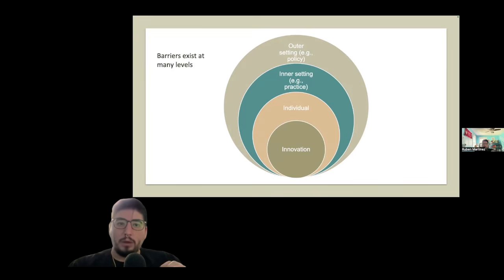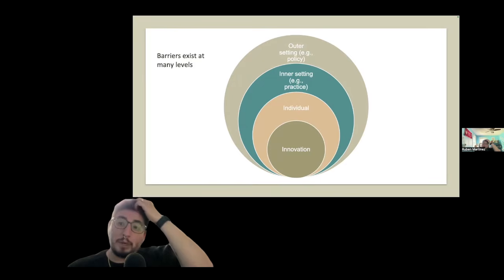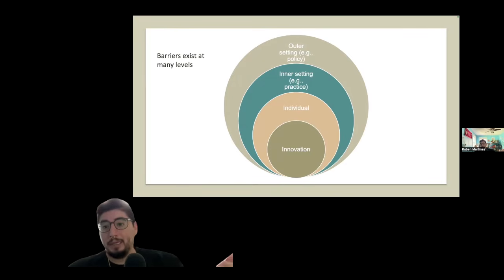And this is an ecological model. It's based off of many ecological models before it, but some of the early ones were Urie Bronfenbrenner's ecological model of human development. But really, this is the idea that determinants live in different levels of our setting, right? And so at the innovation level, sometimes our innovation, our thing, is too complicated. There isn't really a good reason to use it over another thing.